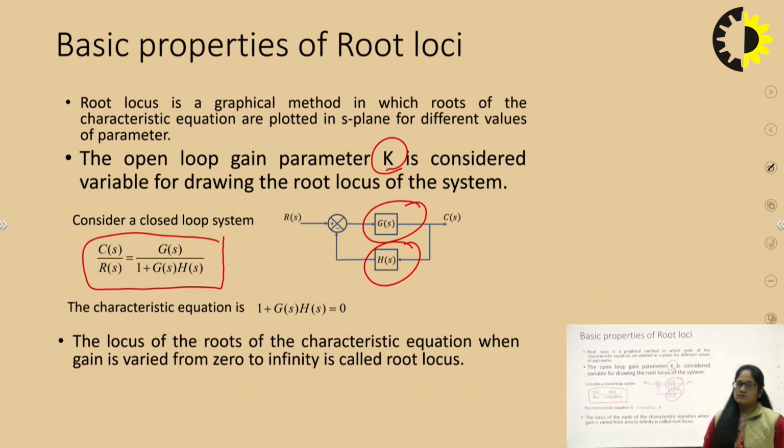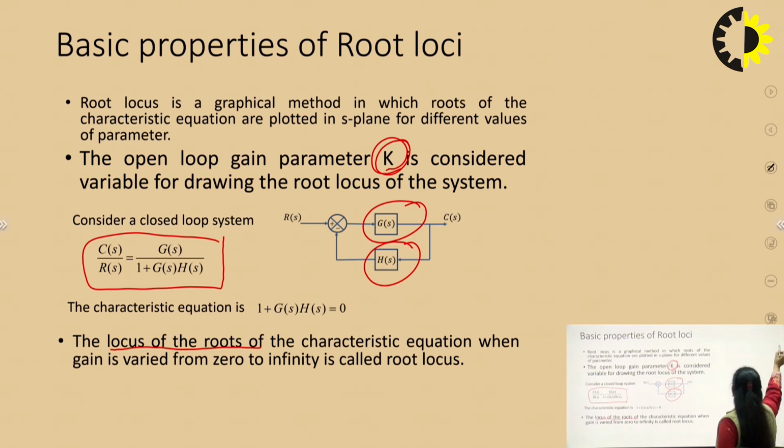The open loop gain parameter K is considered variable when drawing the root locus of the system. As discussed, one example we had taken is that the fuel of the aircraft during takeoff and during landing is not the same. So that is one mass which is changing, and we can consider that as the changing parameter K. The locus of the roots of the characteristic equation when the gain is varied from 0 to infinity is called the root locus.